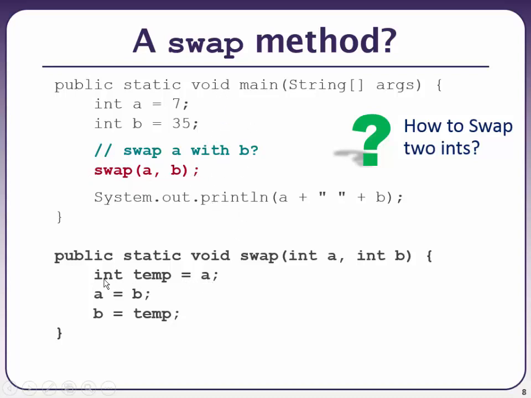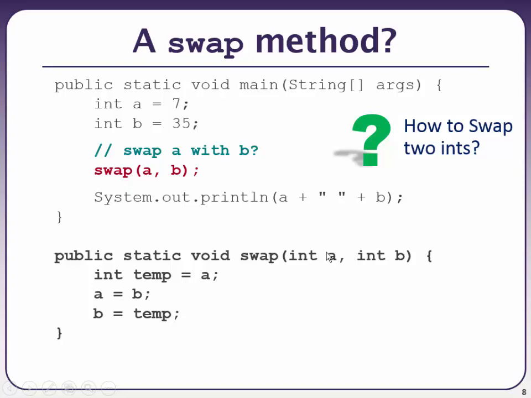But now that we put them into a swap method, what's happening is that when we call the swap method, the parameters are a and b, but we are not passing the variables to swap. We are passing the values that are stored in the variable. So when we call swap a and b, we first replace a by its value, 7. We replace b by its value, 35. So we are making the call to swap, and swap receives two values, 7 and 35.